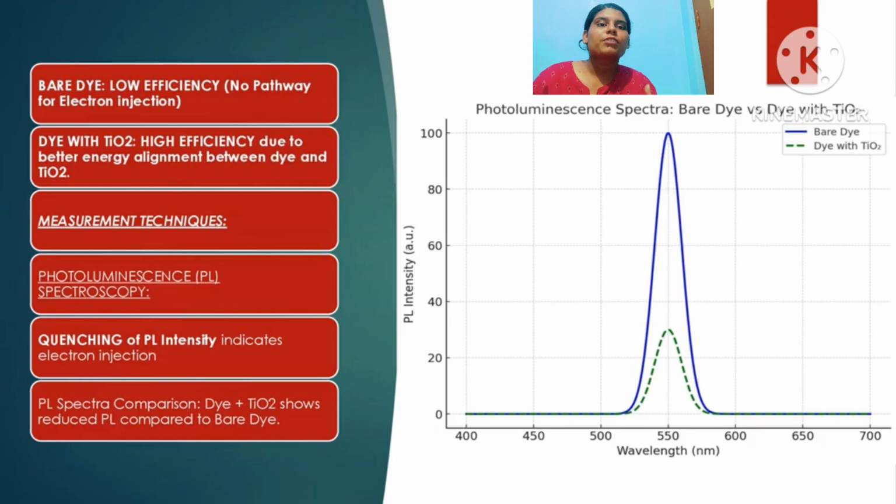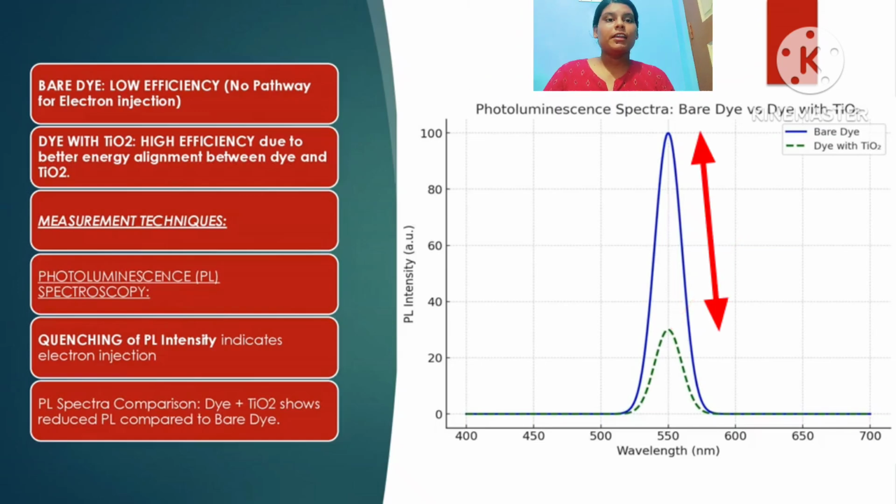So the electrons from the LUMO level will be injected into the conduction band of the semiconductor, which will give you a quenched peak in the PL spectrometer, indicating that the electron is injected. So the more the quenching of the PL intensity curve, the more efficiently the electrons have been injected from the LUMO layer to the conduction band of the semiconductor layer.